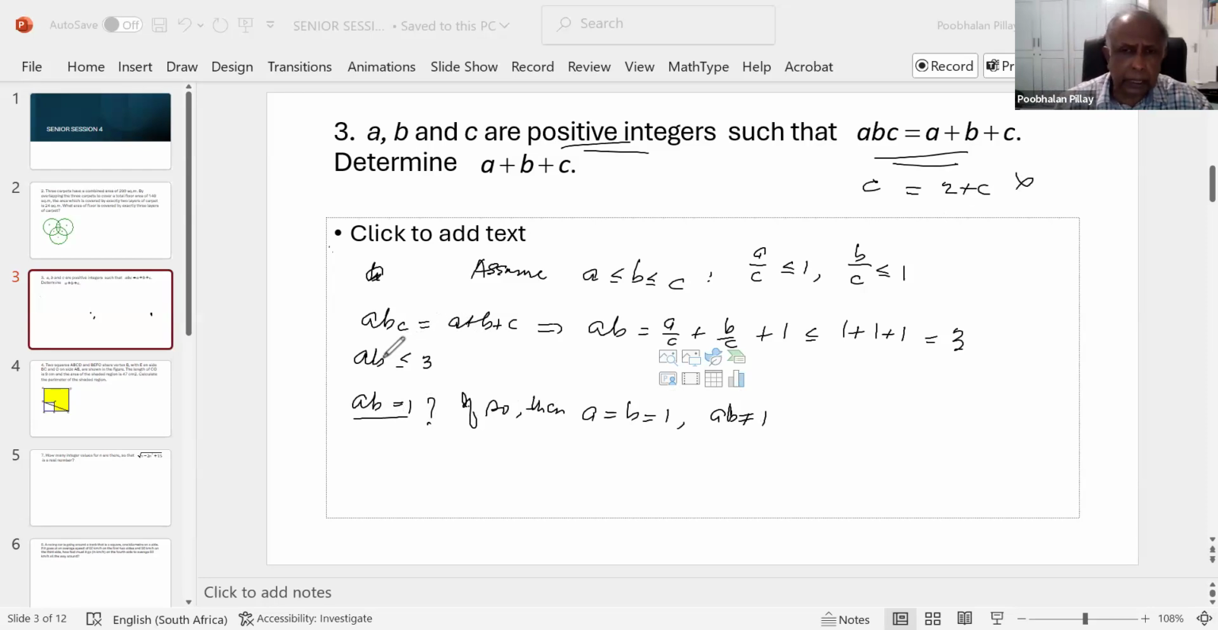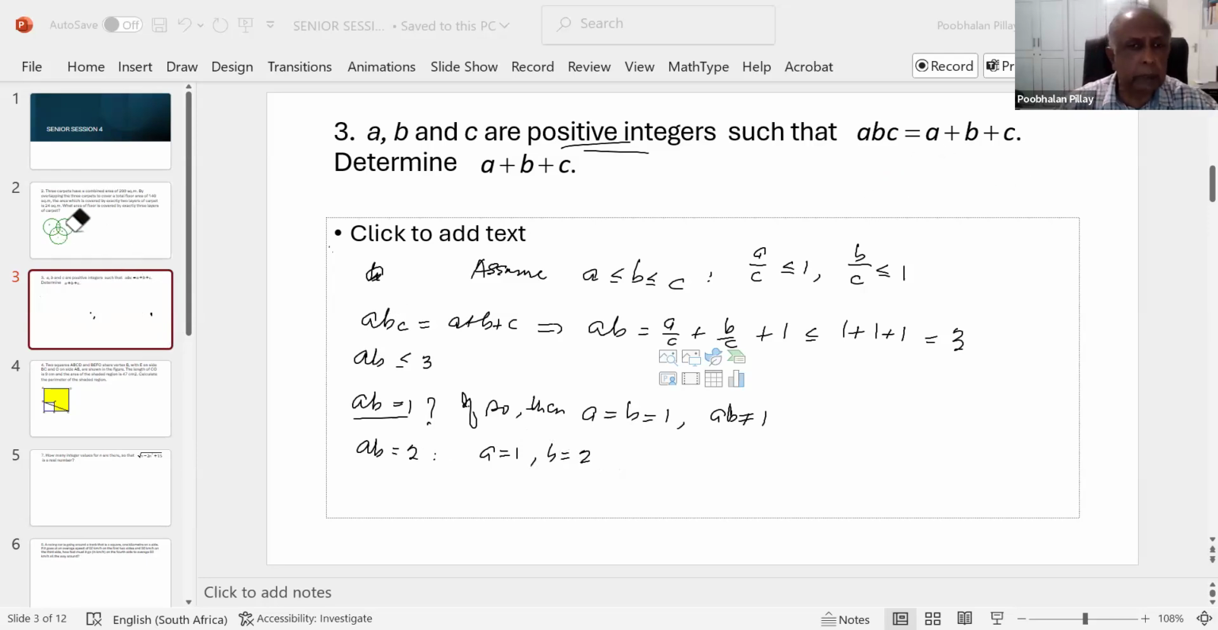All right, so the other possibility, the next one, is AB equal to 2. So is it possible that AB is equal to 2? Well, A times B equals 2. Remember, we said that A is smaller than B. So if the product is 2, then A must be equal to 1 and B must be equal to 2 because A is smaller. So now you have that A equals 1, B equals 2. And with that information, is it possible to calculate C?